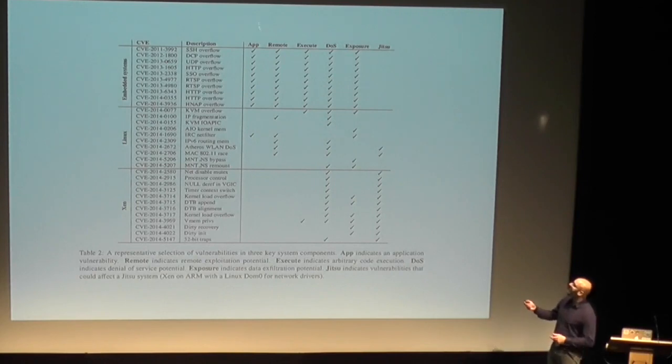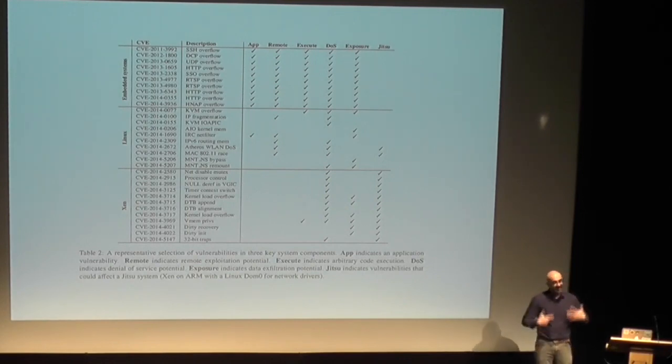So what we did was we looked at which of these bugs in quite low-level pieces of code would affect, for example, an application. Which of them would allow you to have remote execution? So just by having the bug in your system, you could execute code on the device. Then can you do denial of service? Does it expose data?